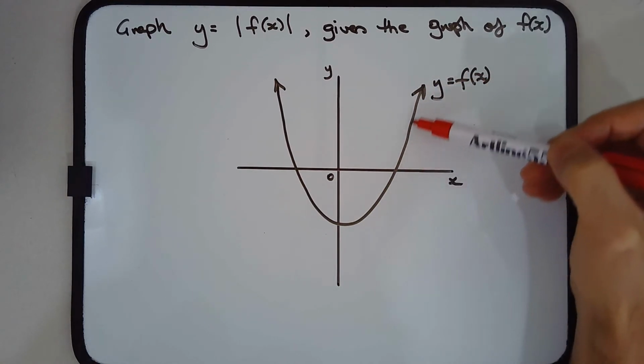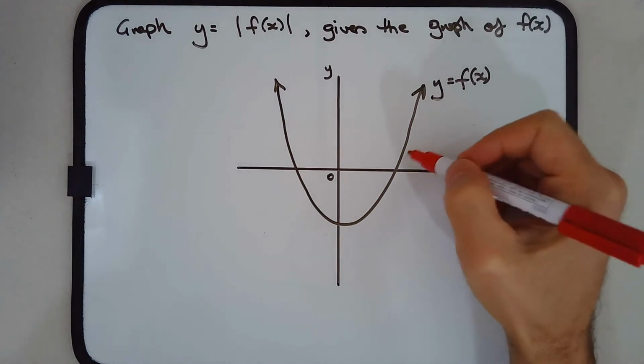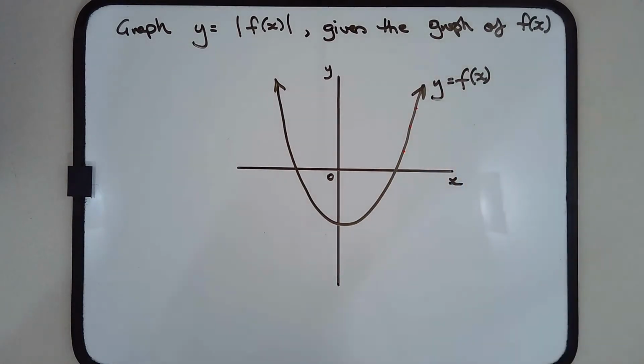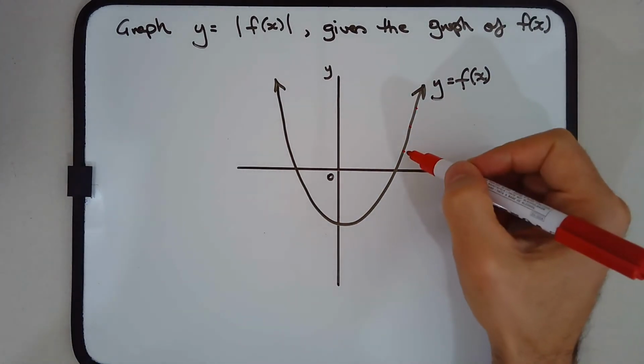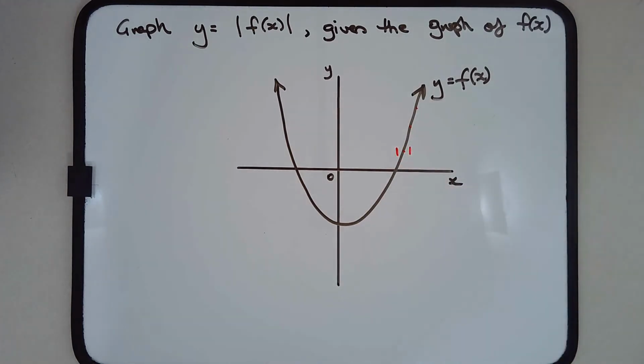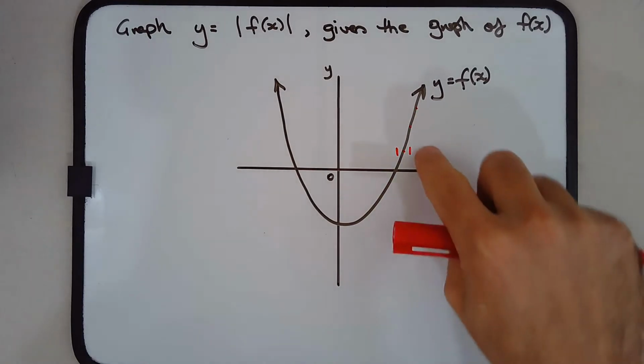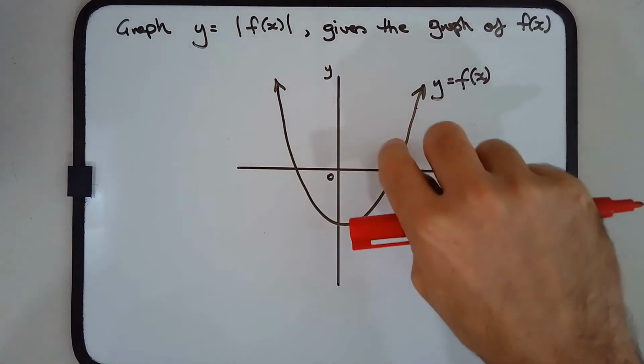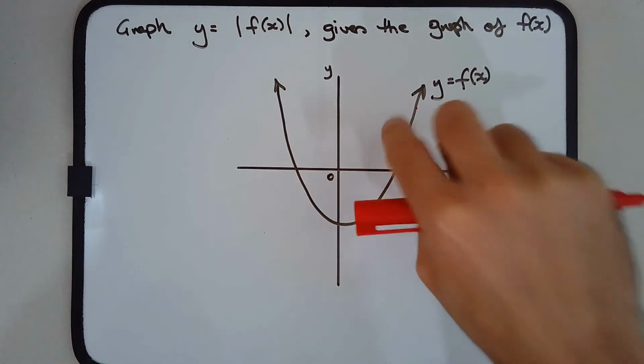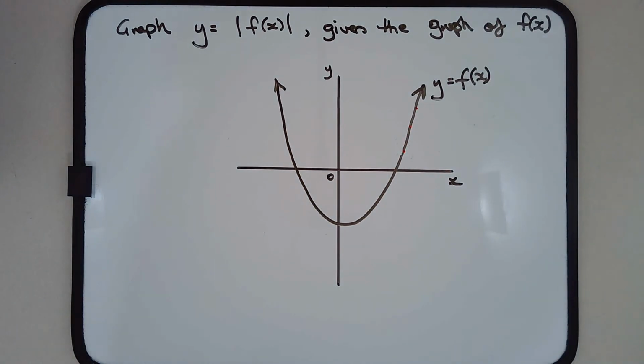Any point on the curve above the x-axis, if I just pick any random points and take the absolute value of that point, well, it's positive anyway. So nothing's going to change. The original part of the graph above the x-axis is retained with no change.